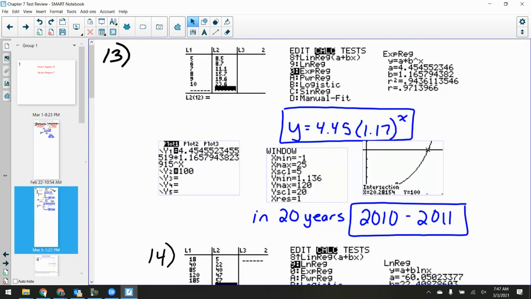Okay, so there's the key for number 13. Take a look. I got screenshots of what your calculator should look like. You don't necessarily need to show what the window is. I'm just showing you what a good window would be to see the intersection point. I might not have had that window because I probably would have hit zoom fit and then zoom out, still showing me the exact same intersection point though. Should have gotten 20.28 or between 2010 and 2011.